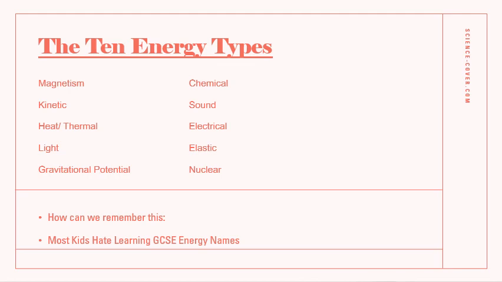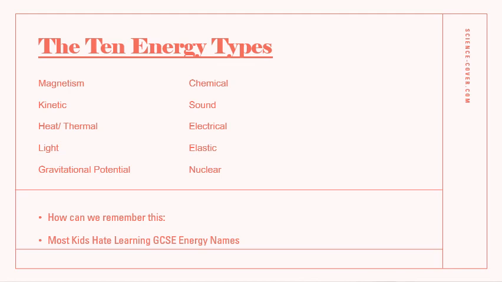The sixth is chemical energy. This is energy stored inside substances like food or batteries that we can release. The seventh is sound energy. So this is the energy carried by waves as they move through the air. Eighth is electrical energy, which is the energy produced by a potential difference causing the electrons to flow. Ninth is elastic. This is the energy held within a stretched object, like a stretched piece of rubber band. And 10th is nuclear. This is the energy held within the nucleus of an atom.